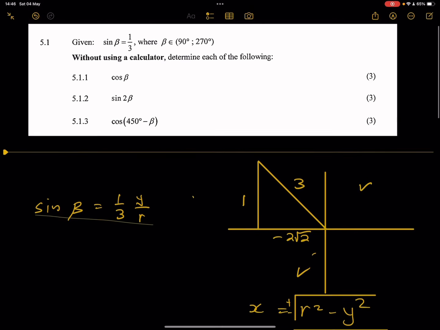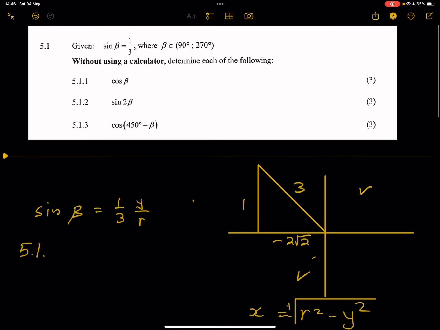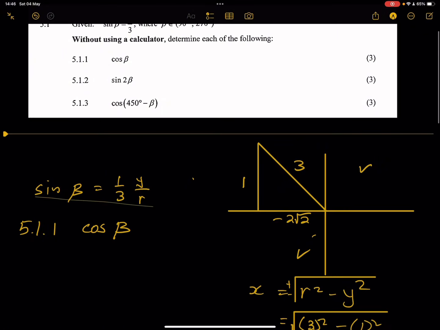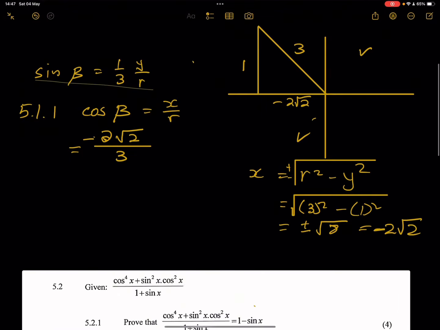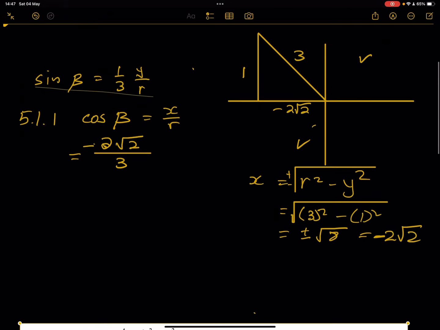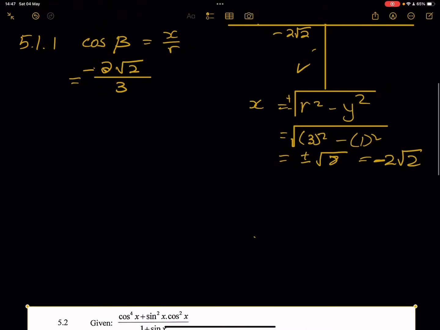Okay, now they said to us, first of all, let me make just some more space there. So for 5.1.1, we need to find out what the cos of beta is. Now remember, cos is x over r. So the cos of beta would be equal to x over r, which is in turn equal to minus 2 root 2 divided by our r value, which is 3. So that would be the cos of beta, right?